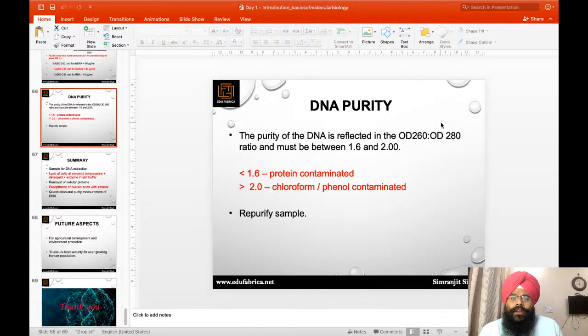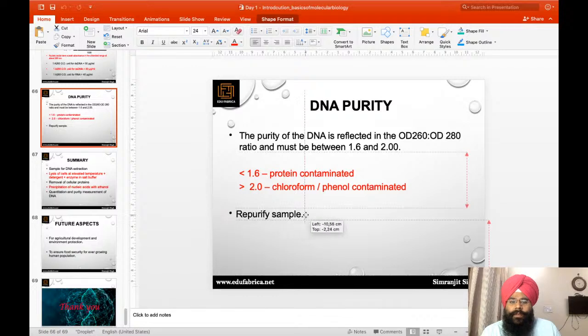You can check the purity: if the ratio is less than 1.6, then it is protein contamination. If it is more than 2.0, then it is chloroform or phenol contamination. So you repurify your samples. That's how you do it.